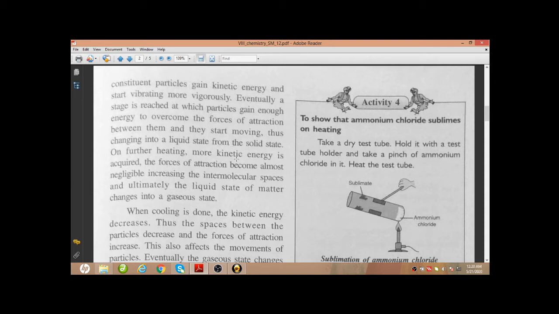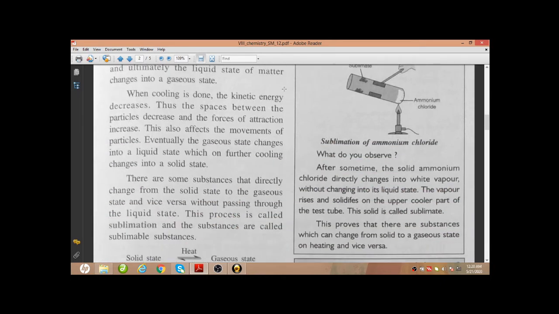Okay, and if we go the reverse process, that means if we cool it down, just the reverse thing will happen: kinetic energy will decrease, the space between them will decrease, and the force of attraction will increase. And this will affect the movement of the particles, the random movement of the particles will decrease, and the gaseous state changes into a liquid state, which on further cooling changes into a solid state.